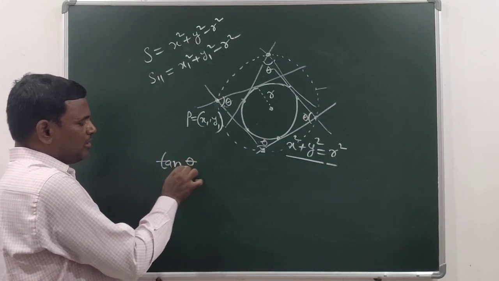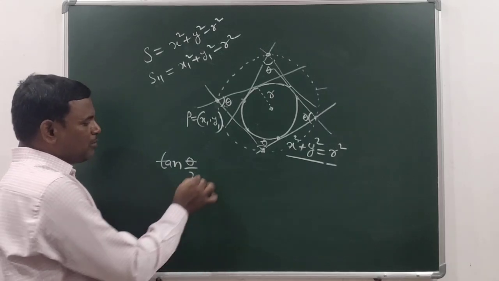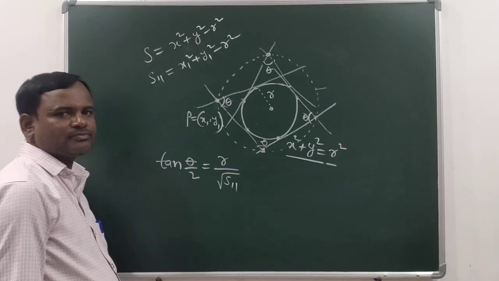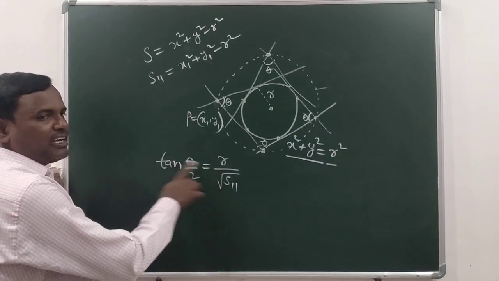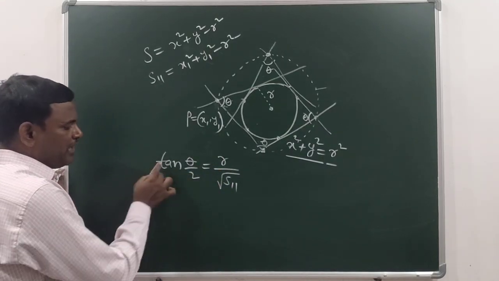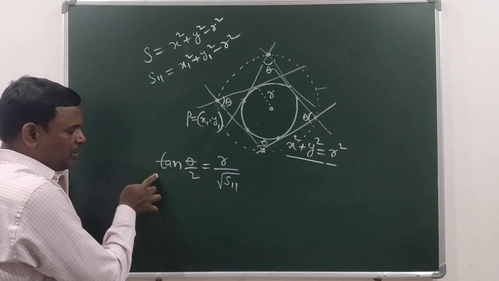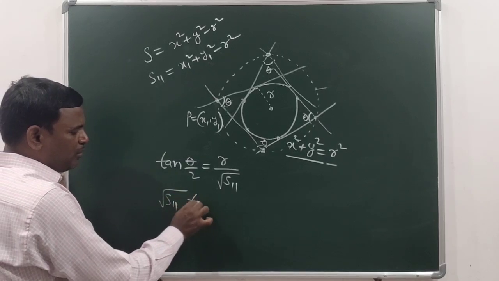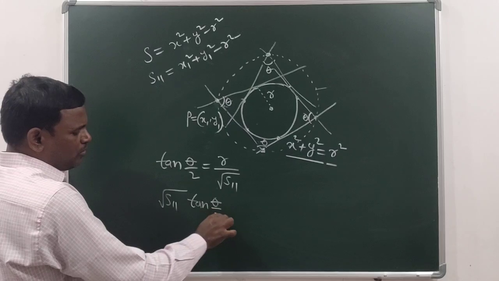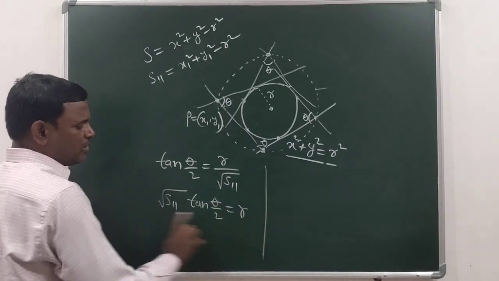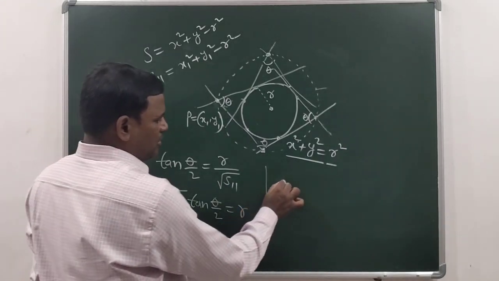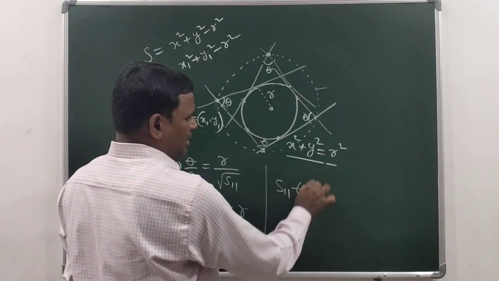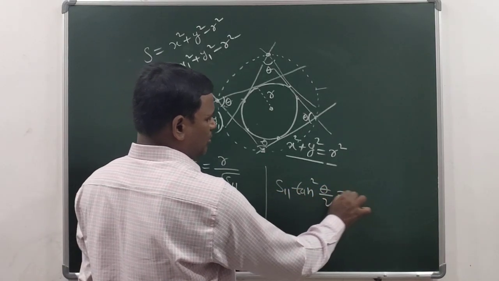See here, you are well known to this formula. Tan theta by 2 is equal to r by root s11. Now take square on both sides. Before that, bring it to the left side. Square root of s11 into tan theta by 2, which is equal to r. Now square on both sides. So here you will get s11 tan square theta by 2, which is equal to r square.